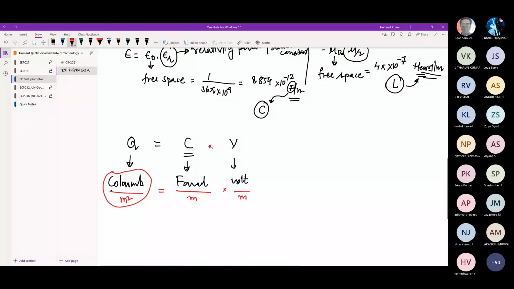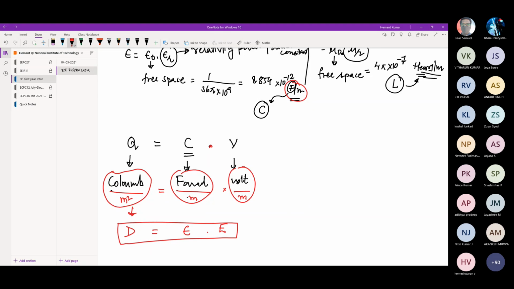So here you can write the unit of D. Farad per meter, if you see, farad per meter is the unit of epsilon. So this is epsilon. And volt per meter is the unit of electric field intensity. This is the relation between D and E, which is connected through epsilon. So epsilon basically is the permittivity which connects the density and intensity term.